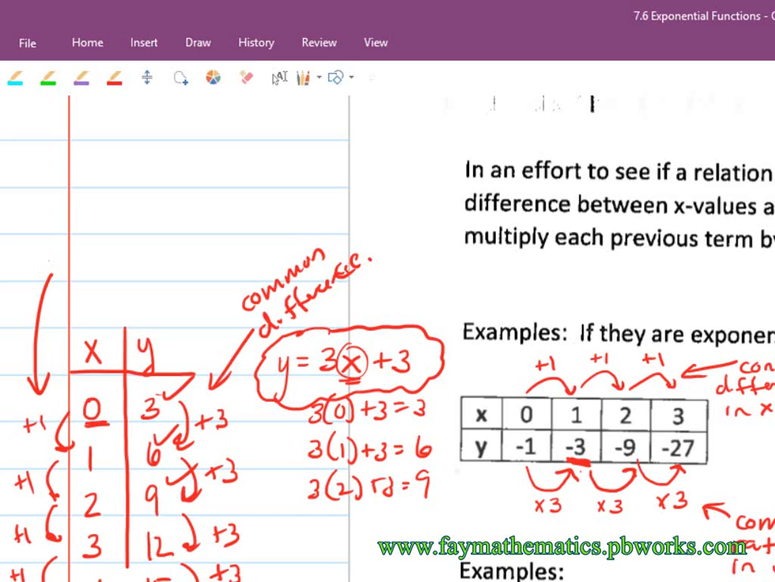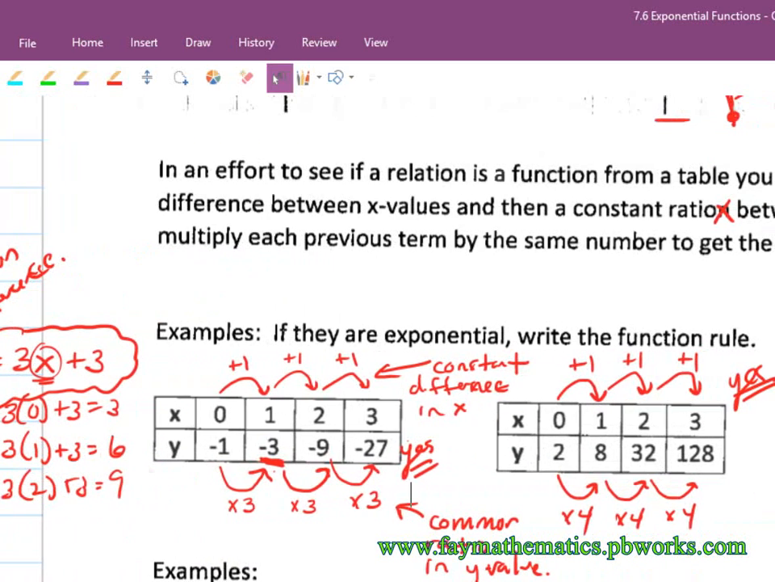Same thing here. Look at that. Plus 1, plus 1, plus 1. And now think about what I can multiply 2 by to get 8. Well, that's times 4. If I multiply 8 by 4, does it get me to 32? In this case, it does. If I multiply 32 by 4, does it get me to 128? And it does. So this one is exponential. So yes, exponential. Yes, exponential.